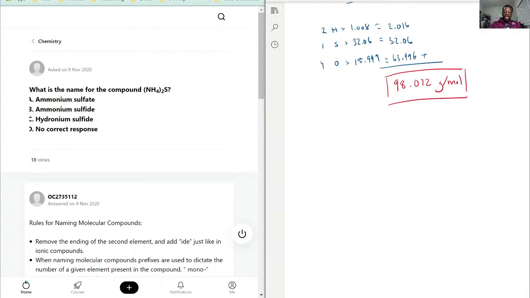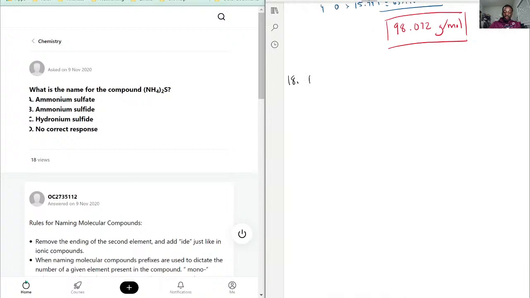So this question is asking for the name of the following compound. Okay, so they want NH4 2S. So for this, same thing applies.